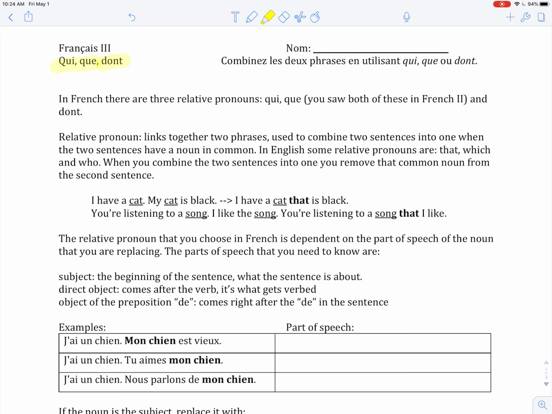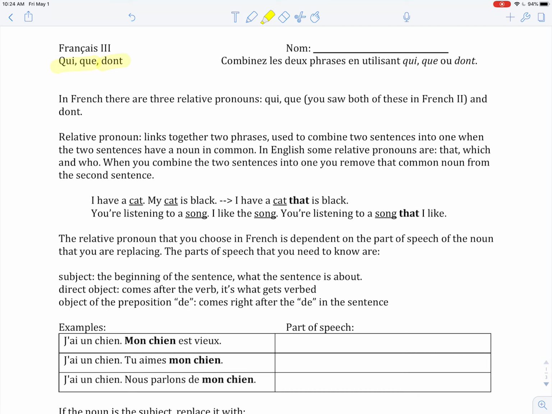We have relative pronouns that, which, and who. Now in English, when you're choosing between which ones to use, you're going to use who if it's a person, and you're going to use that or which if it's a thing. The criteria that we use to choose between qui, que, and dont is a little bit different in French, but we'll go through those steps in a minute. Just showing you in English examples of this so that you see that this is something that we do.